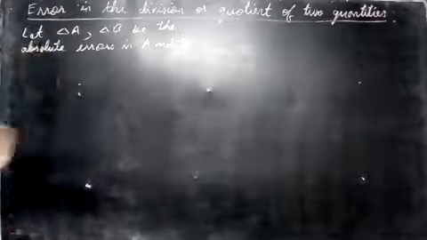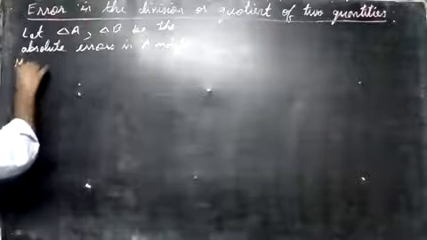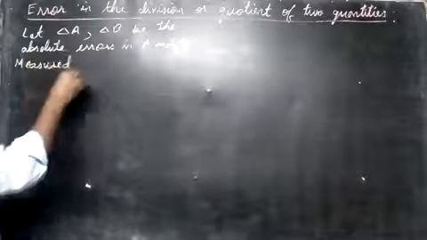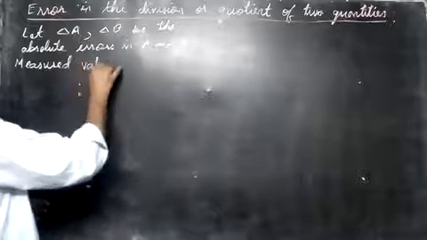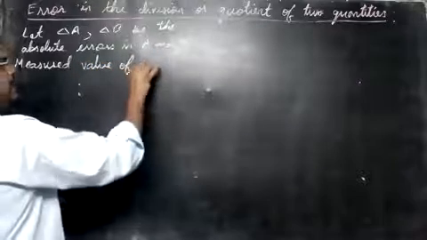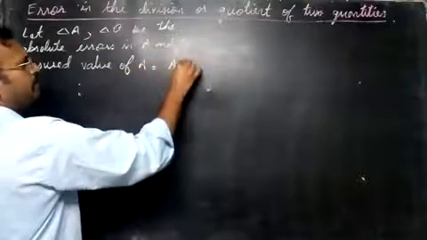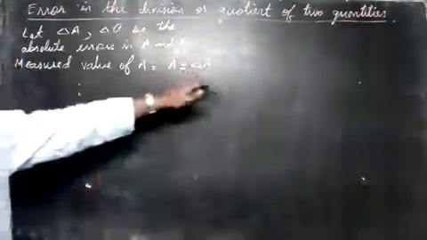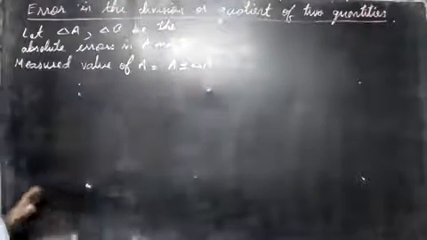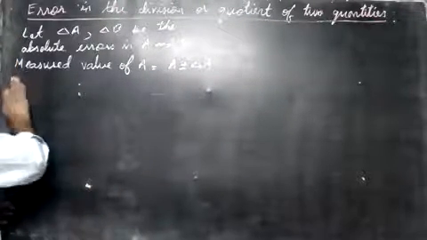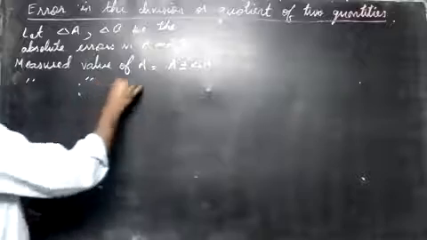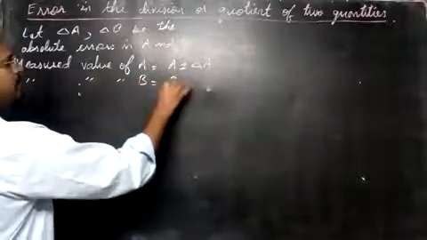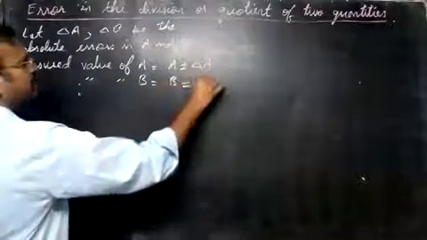So let's see now the first step, that is the measured value of A. What value of A do we measure? The measured value of A will be equal to A plus or minus delta A. If you measure some length, there will be some error there. In the same way, the measured value of B will be B plus or minus delta B.